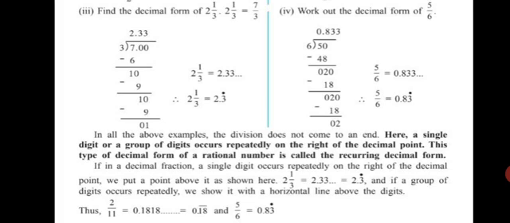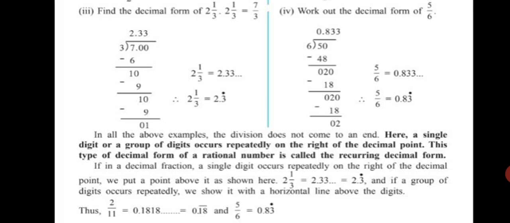This type of decimal form of a rational number is called a recurring decimal form. What is it called? Recurring decimal form. And when you get 0 as a remainder, it's called terminating decimal form, meaning the division is terminated.